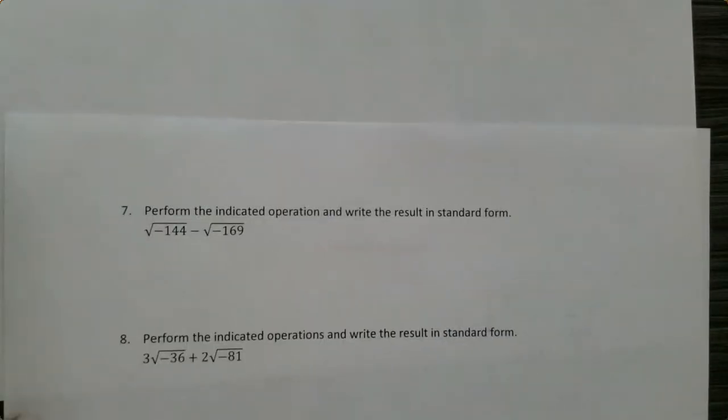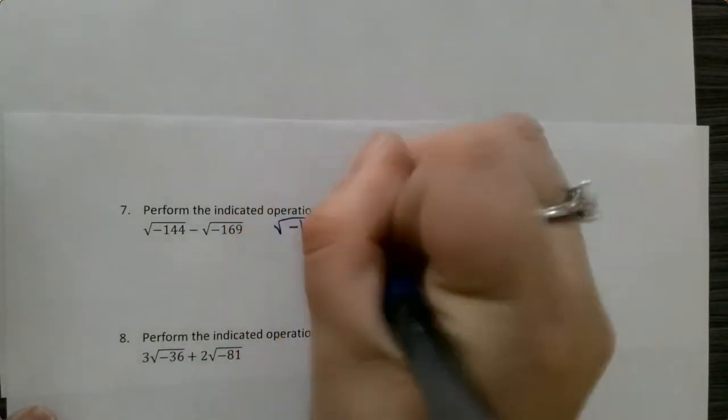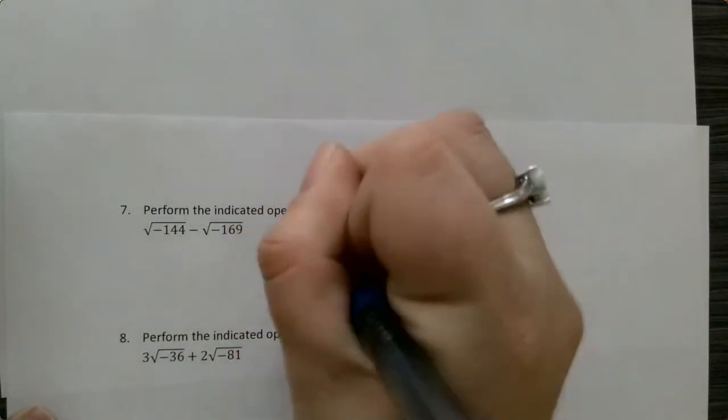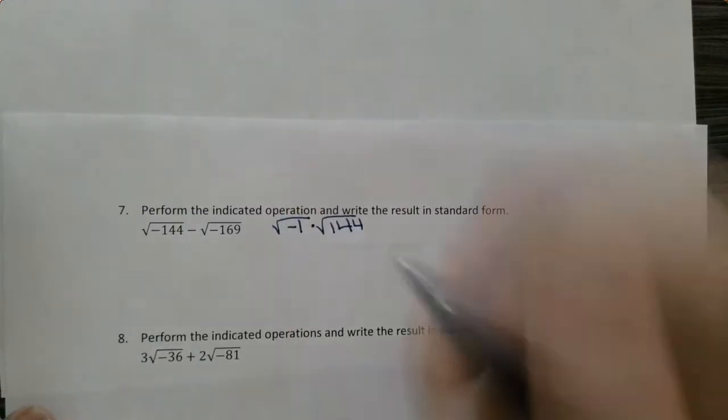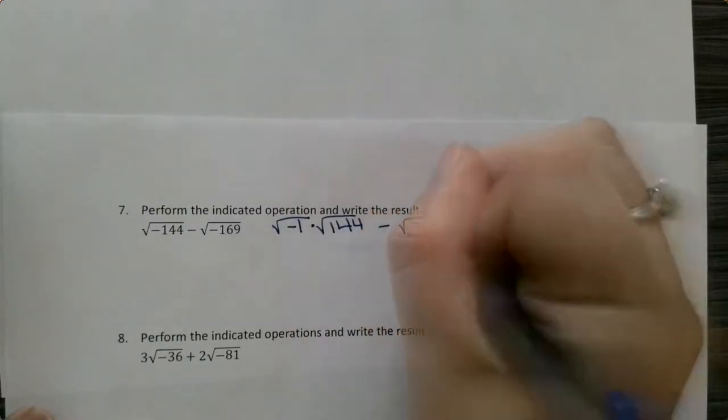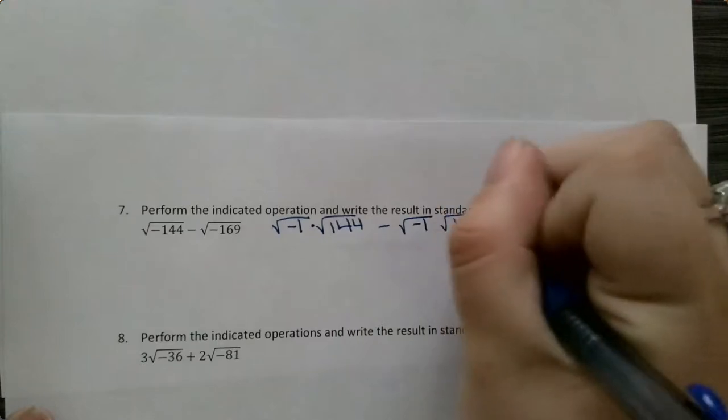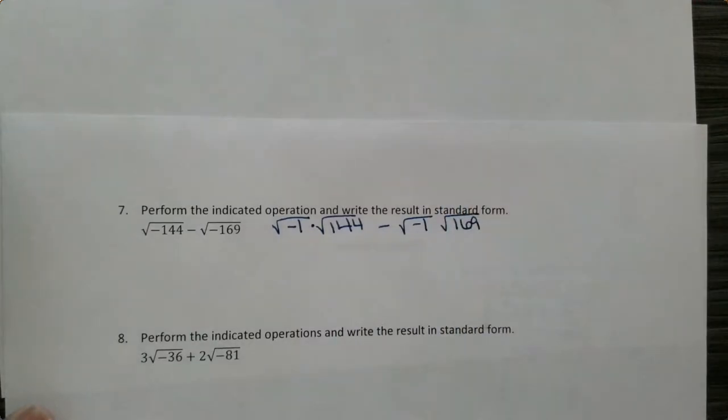Moving on to the back side. This one wants me to perform the indicated operation and write the result in standard form. Since I have a negative and a number inside the radical, I want to split these up into two. I can rewrite it as the square root of negative 1 times the square root of 144. I'm going to do the same thing over here, the square root of negative 1 times the square root of 169. Remember, whenever I have a square root of negative 1, that is going to turn into an i.